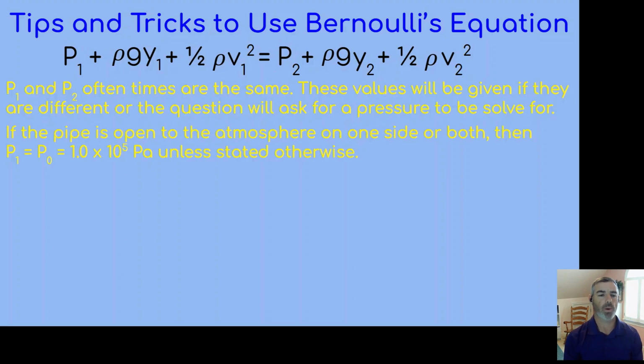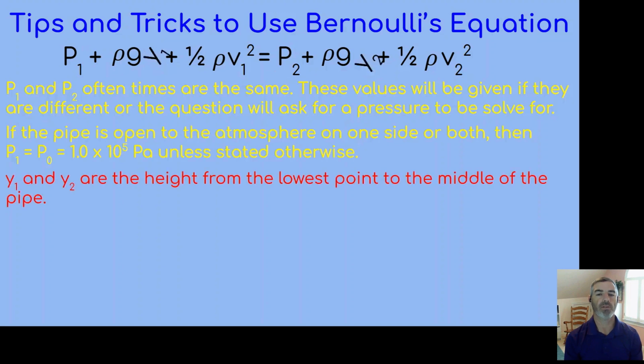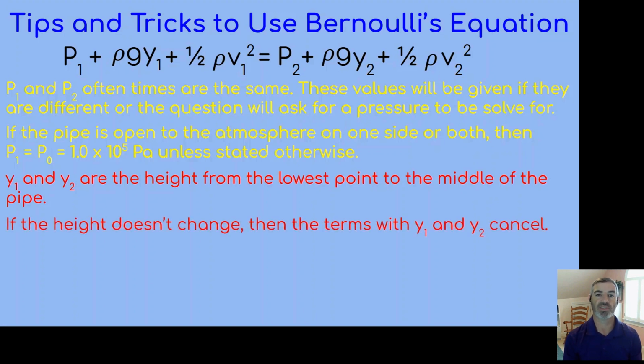So let's look at y1 and y2. Those are the heights from the lowest point to the middle of the pipe. So what you define as the lowest point, like we did with conservation of energy. Now, if there is no change in height, y1 to y2, then that means the rho g y terms cancel out because there's no change in height. Those values are going to be the same. We could put in a height and calculate it, but they would cancel out.